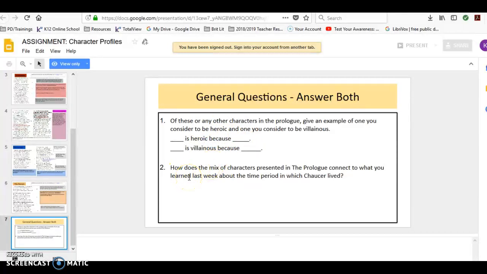And then second, how does the mix of characters presented in the prologue connect to what you learned last week about the time period in which Chaucer lived? Consider what we learned about in that historical context assignment.